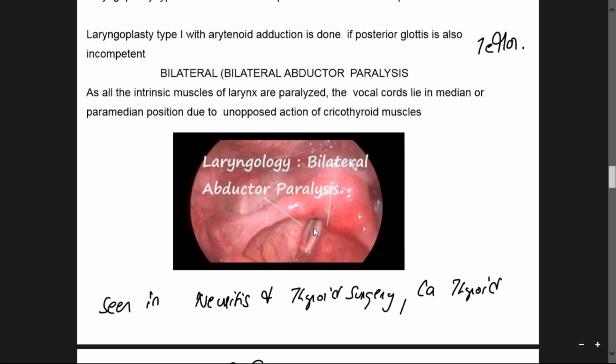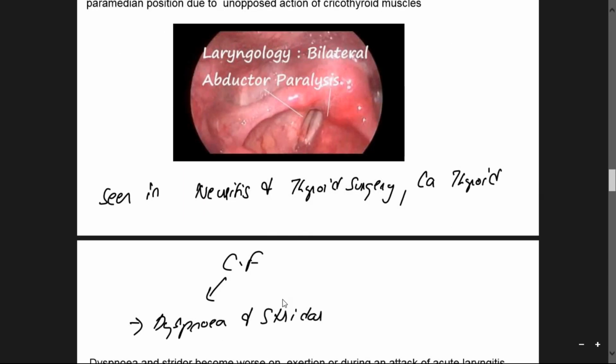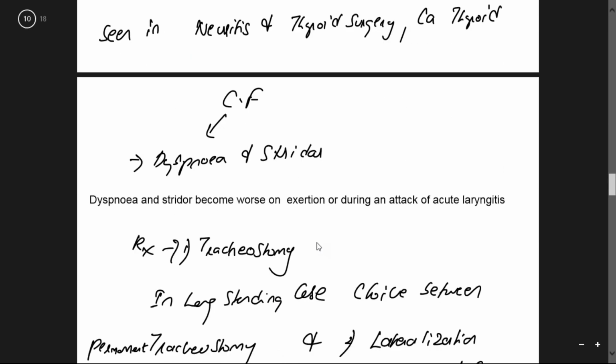You can't leave the patient like this, because whenever there's an infection, let us say there is a small opening here, air escapes when the patient is normal. But when he walks, when he exerts, this won't be enough. He needs a lot of air. So there will be breathlessness, dyspnea, stridor. In that case, what are you going to do?